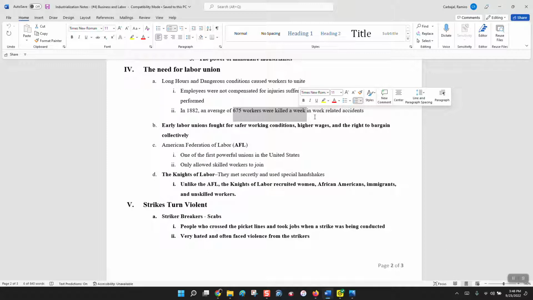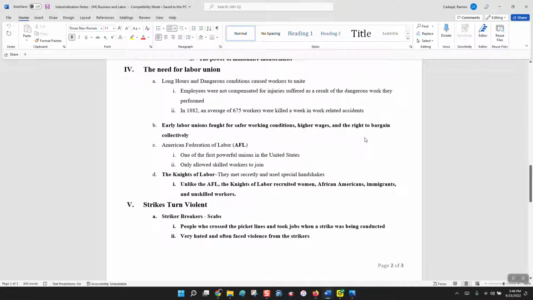Business leaders didn't want to improve the conditions because it would cost them money. And the government was so involved in helping business grow that they let them get away with everything. So workers realized if the government's not going to do it, if the business leaders are not going to do it, we got it. So early unions came together to fight for basic things like higher wages, safer working conditions, and this idea of collective bargaining, or bargaining collectively.